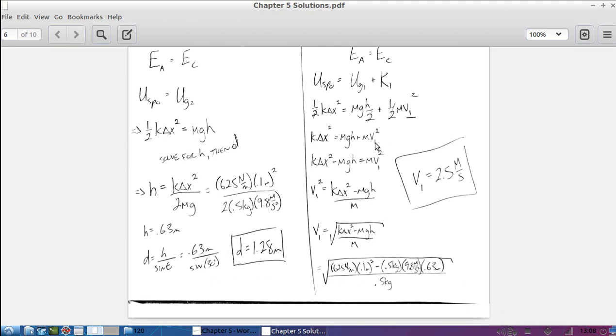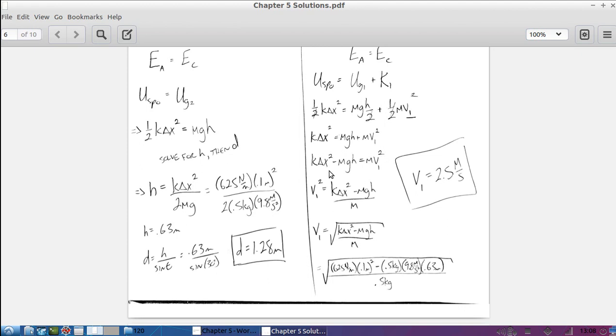I'm looking for v1. Right? I'm looking for the speed when it's at point B. So I'm going to solve this for v1. Subtract this term, mgh, from both sides. I get k delta x squared minus mgh is m v1 squared.